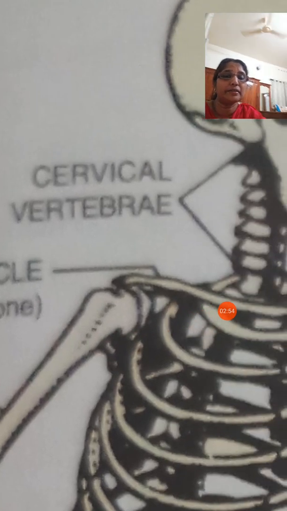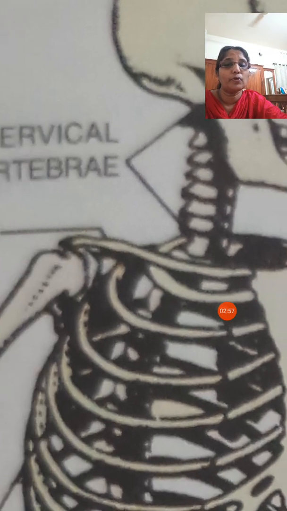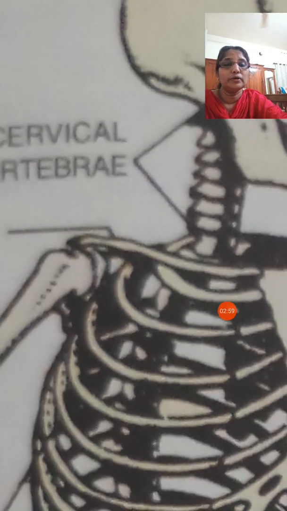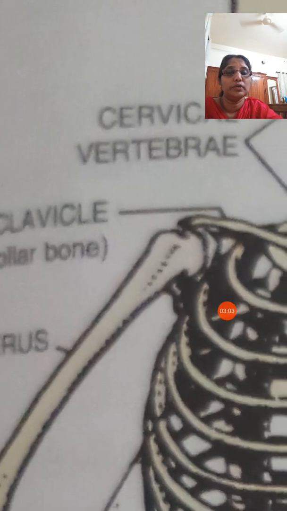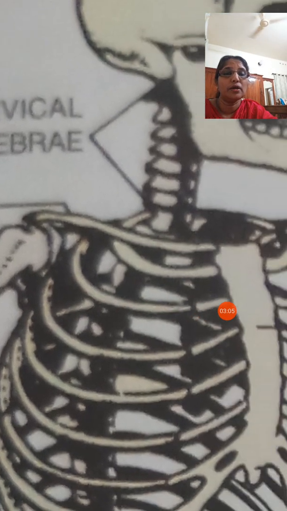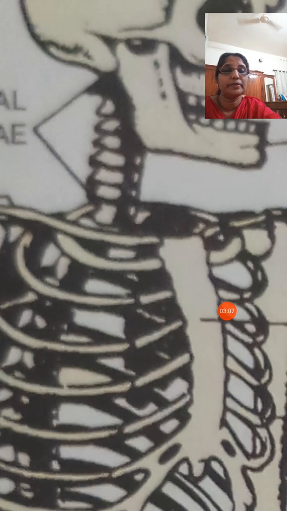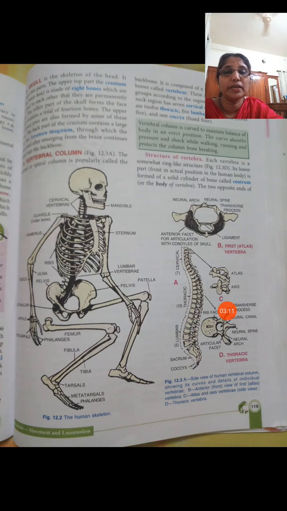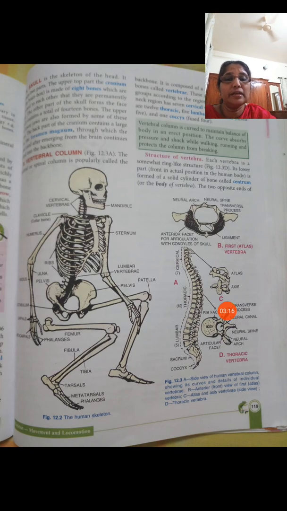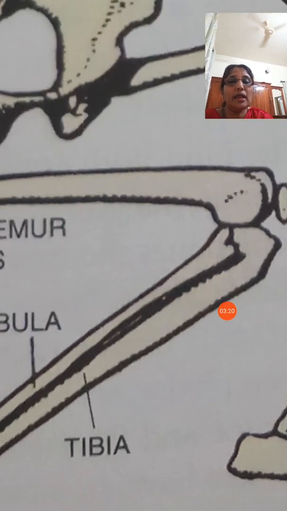Here you can see another bone known as the collar bone, the clavicle, which is also attached to the sternum. These are the bones of the upper limb, or the hand. Then let us see the lower limb, that is the legs.